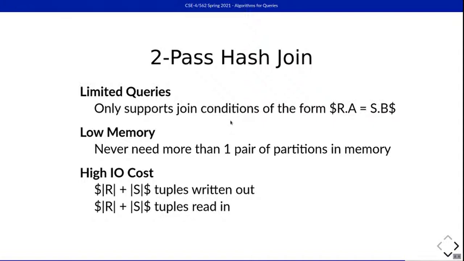So we need to write everything out and read everything back in, and that is why this is called a 2-pass hash join, because we're essentially scanning all of the tuples of R twice. Once when we build the hash table, and then again when we match the corresponding buckets up.